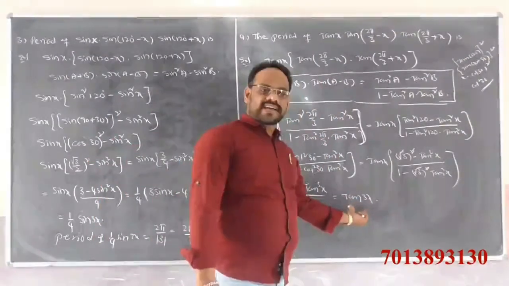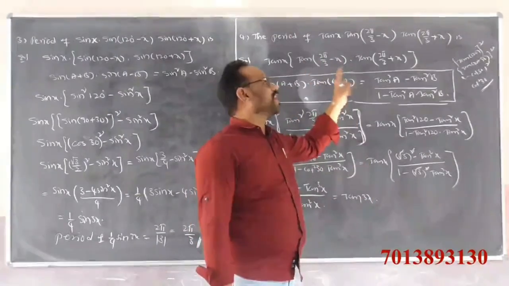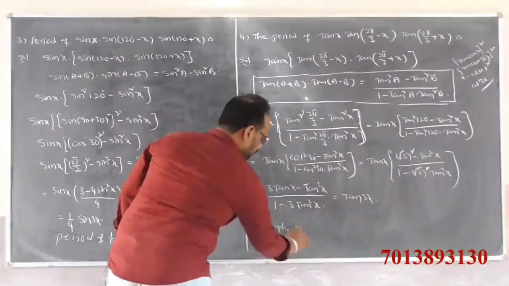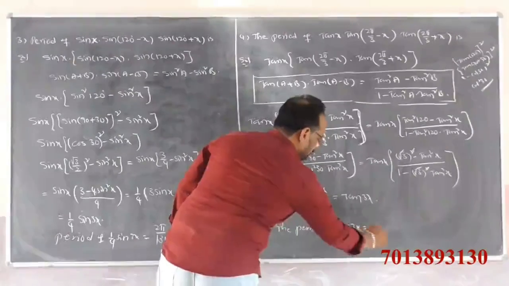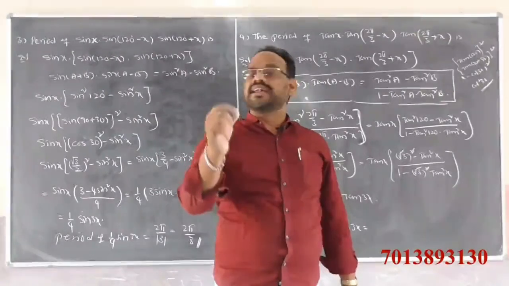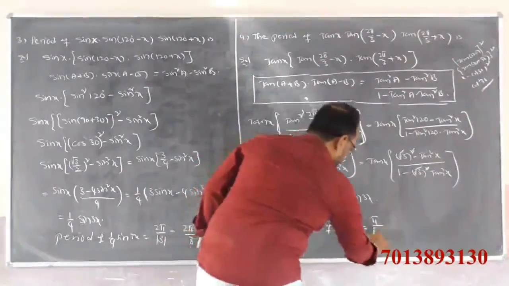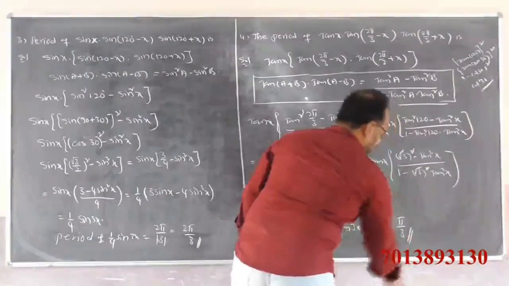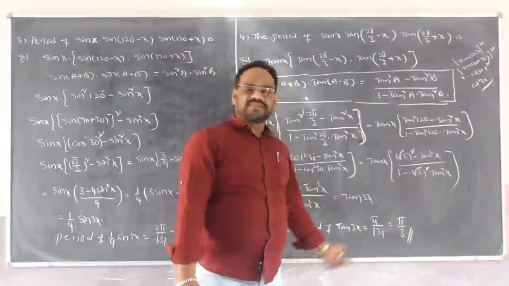The period of tan 3x is the same as the period of tan x into tan 2 pi by 3 minus x into tan 2 pi by 3 plus x. Therefore, we already know that the period of tan ax plus b or tan ax is clearly pi by modulus of a. So here we get pi by modulus of 3, and modulus of 3 gives a positive quantity, so pi by 3. The period of tan 3x is pi by 3. This is next.